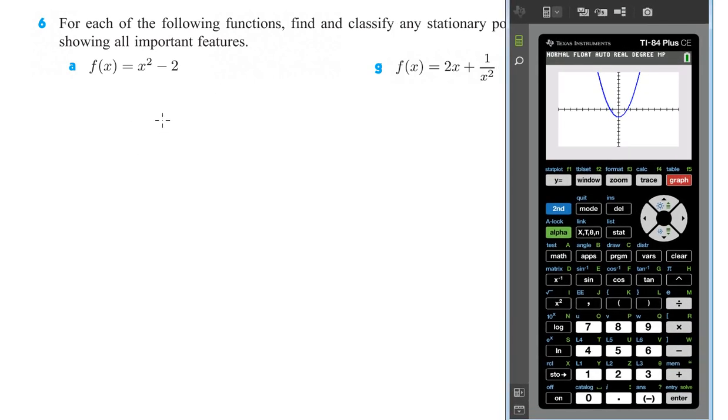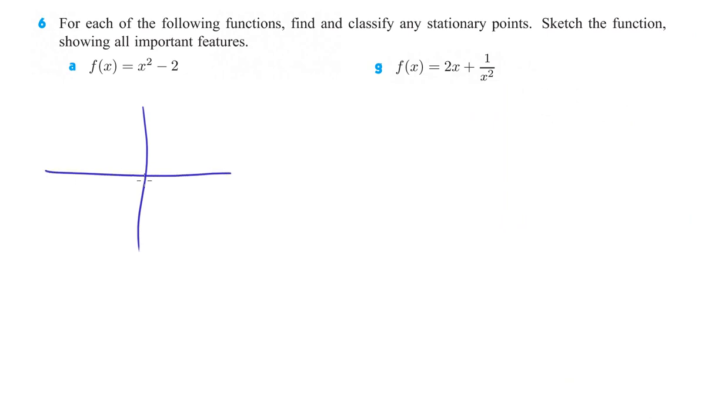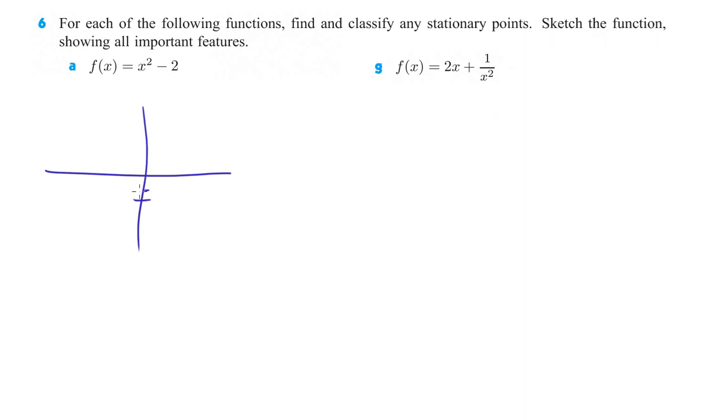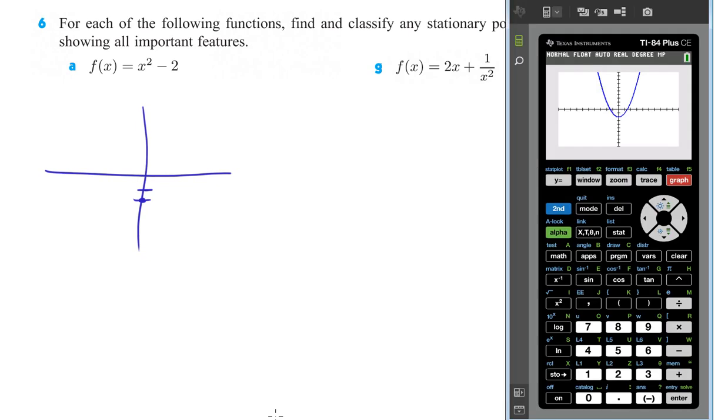So our graph looks like this. It is crossing through at -2. There's our y-intercept. Sorry for the curvy lines. You guys get the idea. And then we're going to want to find what these two x-intercepts are going to be. So let's do this. Second trace, which is calculate, and we want to find those zeros.